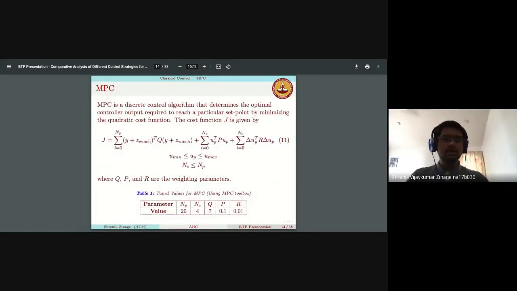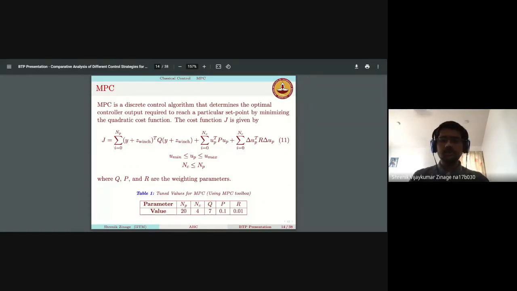The second controller that I tried to implement is model predictive control. It's a type of discrete control algorithm that determines the output required to reach a particular set point by minimizing the cost function J, which is given by equation 11. Over here, the things that we need to change are Q, P, and R, which are matrices that depend upon our performance requirement. Okay. Over here, NC is the control horizon and NP is the prediction horizon.